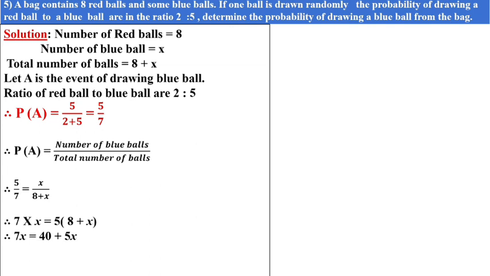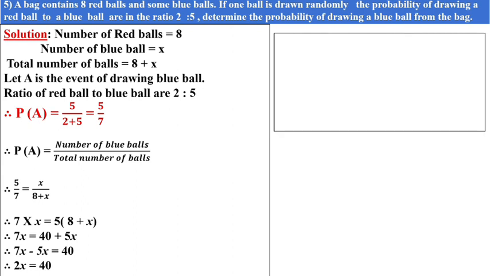7 into x is 7x. 5 into 8 is 40 and 5 into x is 5x. Now, we'll take the 5x to the left side, it becomes 7x minus 5x equal to 40. 7 minus 5 we get how much, student? 2x equal to 40. Therefore, x equal to 40 divided by 2. It means here we get x equal to 20. Therefore, the number of blue balls is 20.